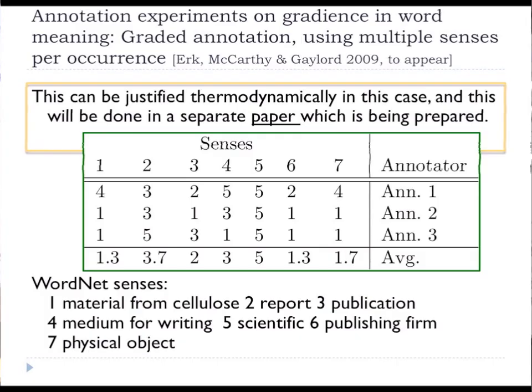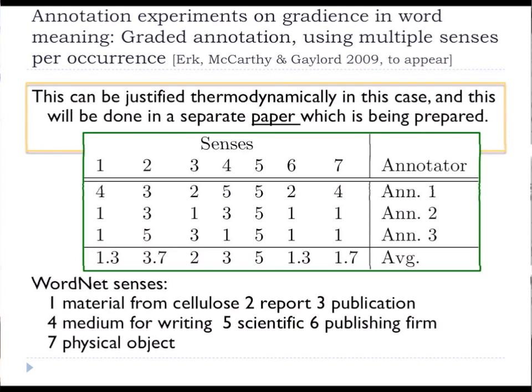And here's an example for one sentence. This can be justified thermodynamically in this case, and this will be done in a separate paper which is being prepared. We had 3 annotators in this part of the experiment, and here are the ratings that they gave. The first annotator said that, so here's how to read this, Annotator 1 said sense 1, the material from cellulose, applies to a degree of 4 out of 5. Sense 2 applies to a degree of 3 out of 5, and so on. And so you can see some patterns emerge. Sense 5, which is a scientific paper, got a rating of 5, absolutely, from everybody.